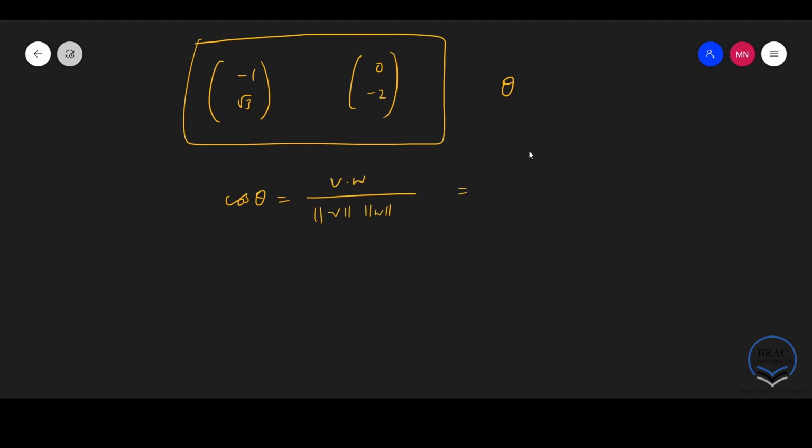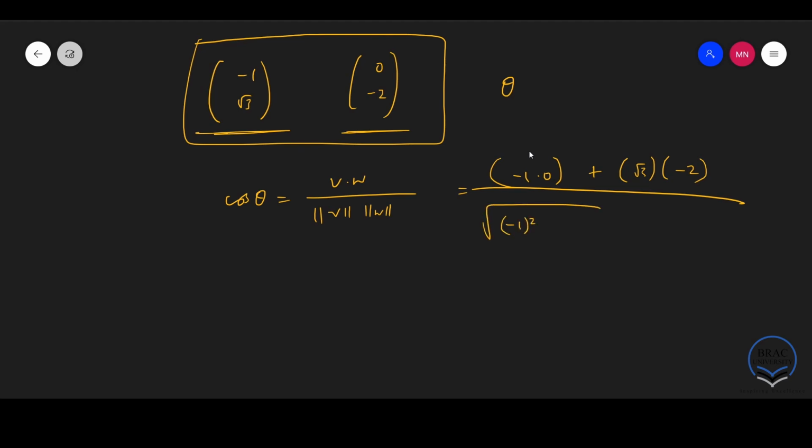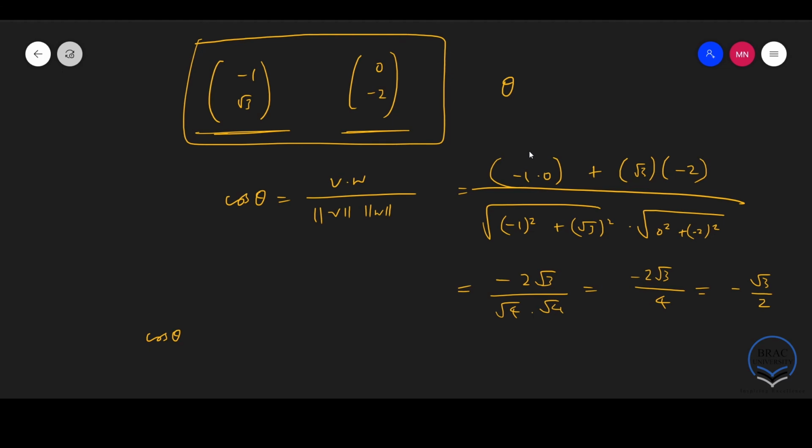So I can find the dot product of these two vectors. I will have -1 times 0 plus √3 times -2, divided by their magnitudes, which is the square root of (-1 squared plus √3 squared) times the square root of (0 squared plus -2 squared). This will give me -2√3 divided by √4 times √4, which is just -2√3 divided by 4, and this is just -√3 by 2. So I found that cosine of theta is equal to -√3 by 2.